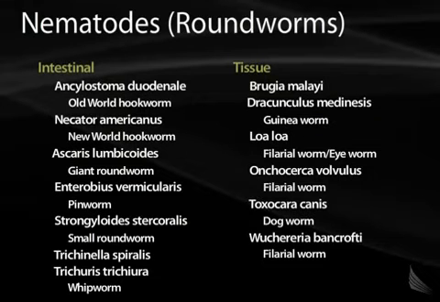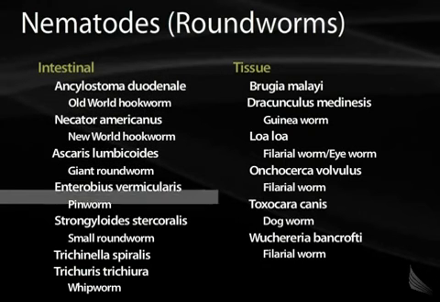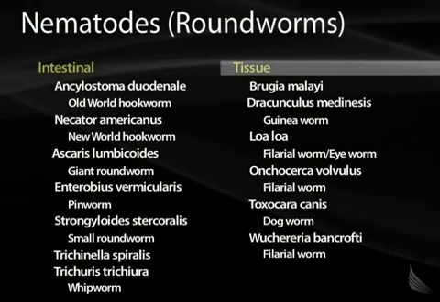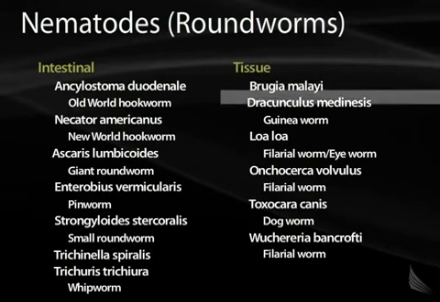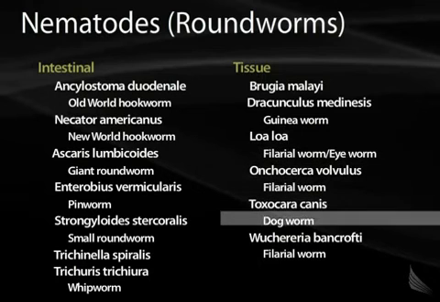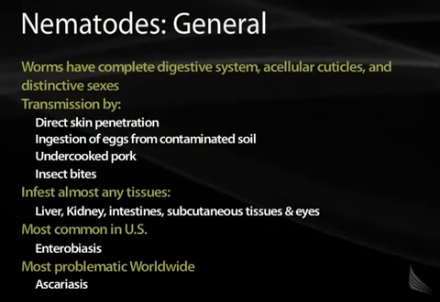A quick overview of the roundworms or nematodes. They can be intestinal nematodes, like the list shown below. We've got Ancylostoma, Necator, Ascaris, Enterobius, Strongyloides, Trichinella, and Trichuris. If it's a tissue nematode, you've got Brugia, Dracunculus, Loa loa, Onchocerca, Toxocara, and Wuchereria bancrofti. Each of them has their own common name. They have their own way that they cause disease, and we're going to go through them.